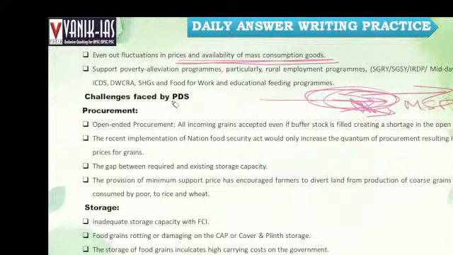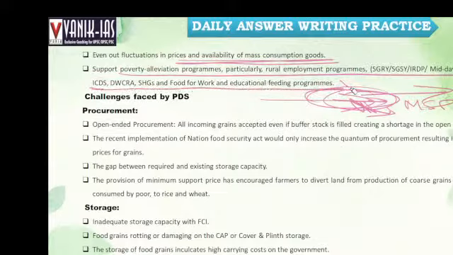It supports poverty alleviation programs, particularly rural employment programs, right? That is SGRY, SGSY, IRDP, maintenance schemes, HDS, DWCRA, self-help groups, food for work, education feeding programs. So this purchase from farmers at MSP supports the government in providing rice and other foods to all these programs. That benefits the ICDS and the Anganwadis and poor families in various schemes.